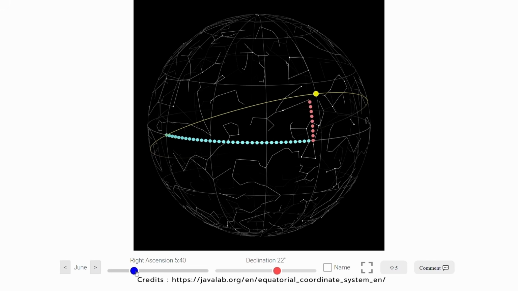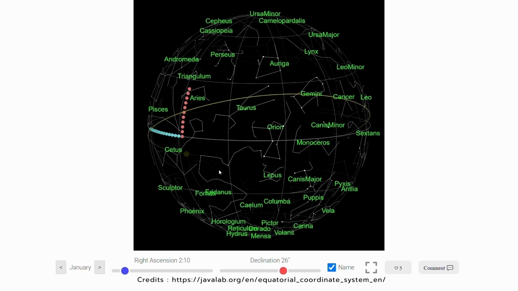Its declination is 0 on two equinoxes and plus 23.5 degrees on summer solstice and negative 23.5 degrees on winter solstice. You can use this simulation to know more about positions of the stars in different constellations as well. We'll discuss other coordinate systems in the next video.